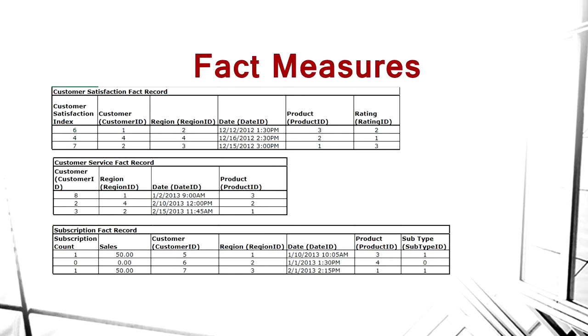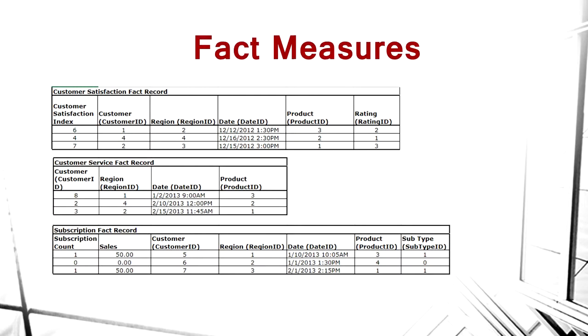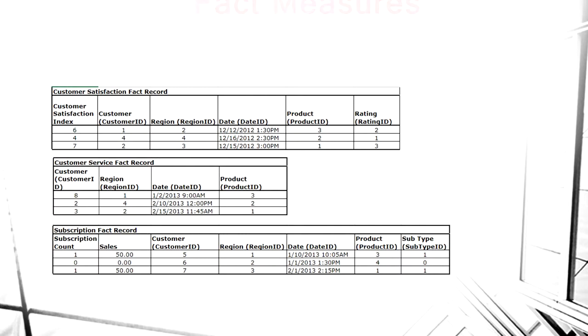My name is Elise Cold, and I'm going to talk about our fact record tables. The first table shows the customer satisfaction record. The fact in this table is the customer satisfaction index, which is the average score of the customer's survey results. The primary keys in this table are customer ID, region ID, date ID, product ID, and rating ID.